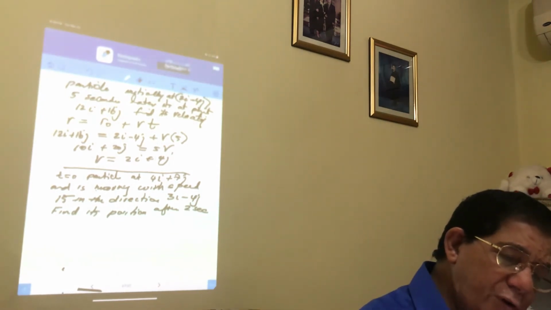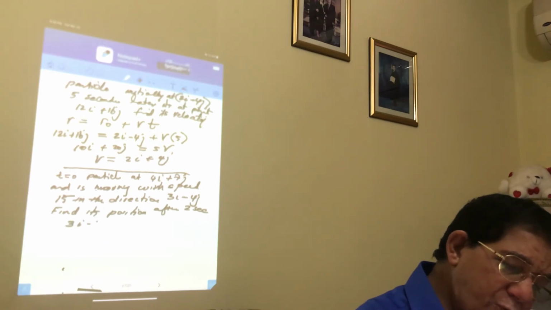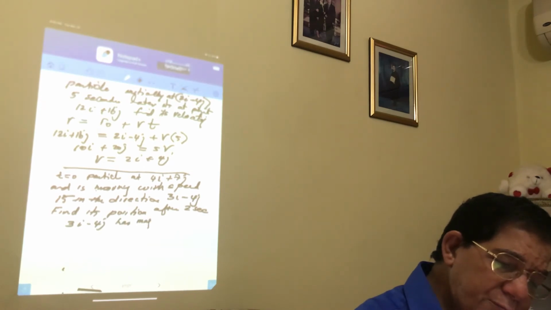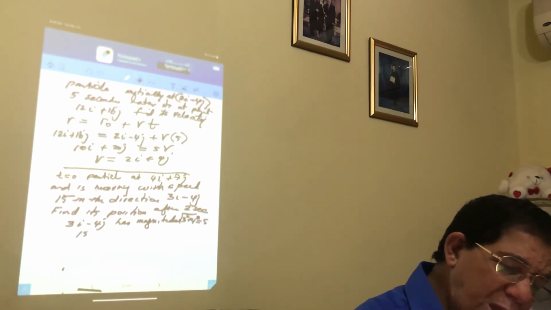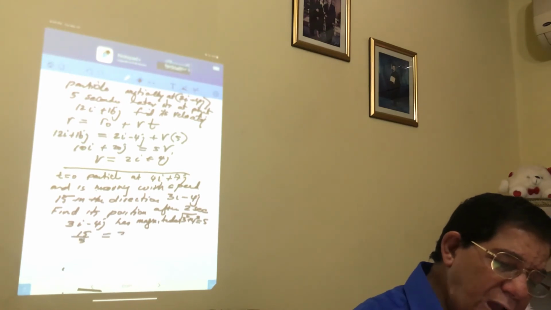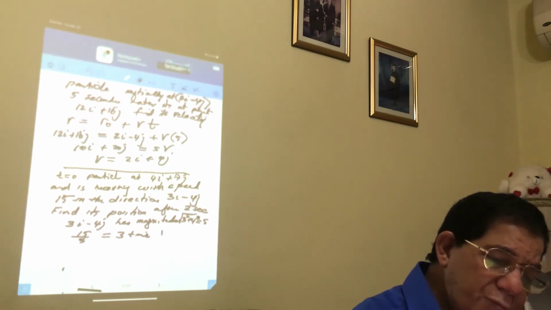Here we don't know the velocity, but we know that the velocity is parallel to 3I minus 4j. 3I minus 4j has magnitude how much? It has magnitude the square root of 3 squared plus 4 squared, equal 5. The 15 is how many times 5? It is 3 times. This means the velocity is 3 times the given vector 3I minus 4j.